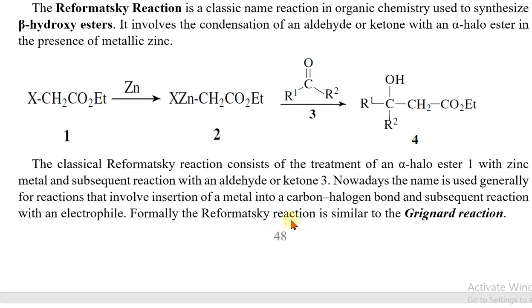Formally, the Reformatsky reaction is similar to the Grignard reagent. It is like a Grignard reagent, because the Grignard reagent uses magnesium to generate the carbanion as a complex. Here, in the Reformatsky reaction, we use zinc metal to make a complex that is used as a carbanion.